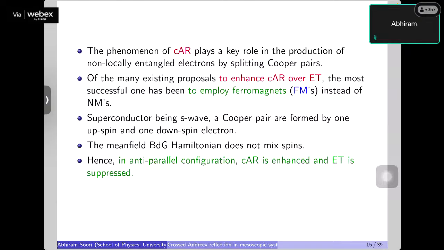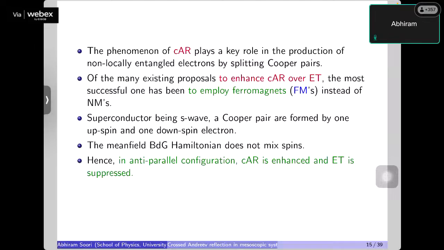And electron tunneling is suppressed here because you are sending an up spin electron from one ferromagnet. It is not converted into a down spin electron when it goes to the second ferromagnet. It has to go as an up spin electron. But in the second ferromagnet, there are no up spin electron states possible. Okay, that's one way of enhancing cross-Andreev reflection.